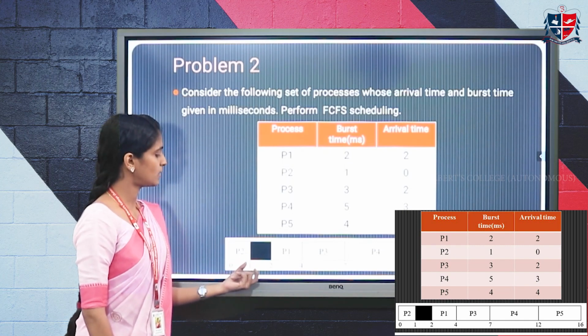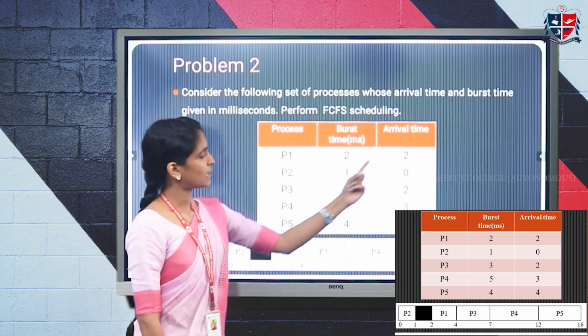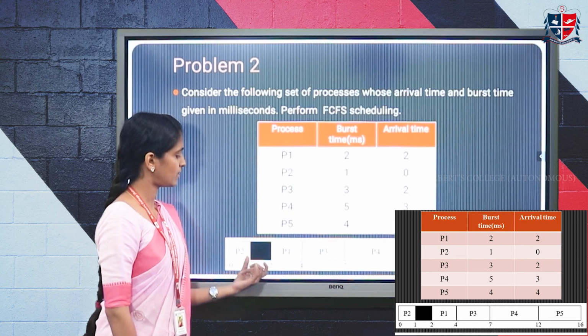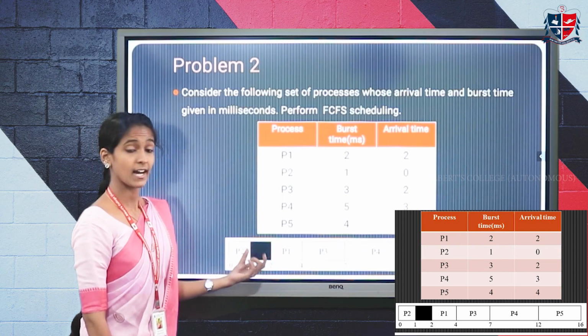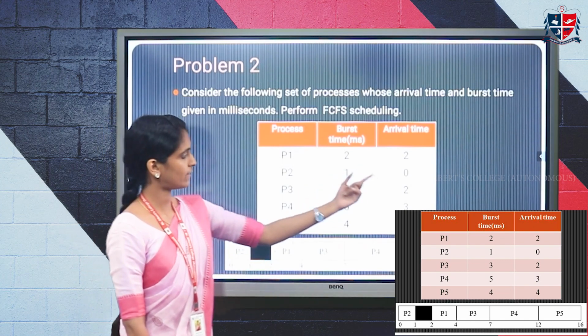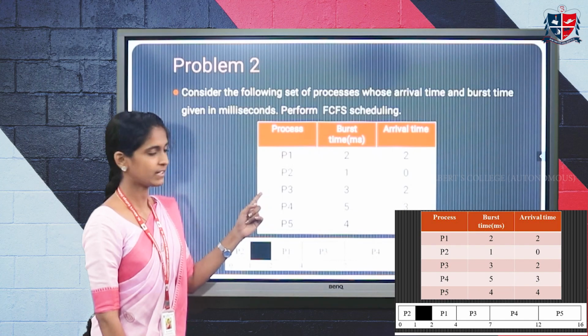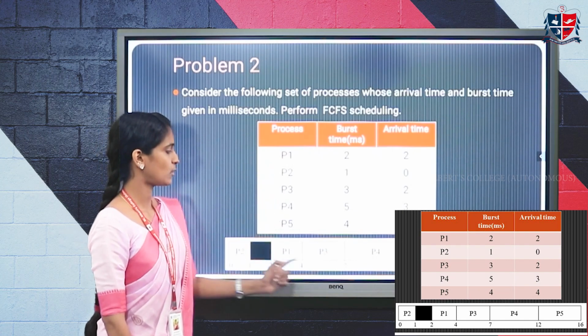Now check which processes have come at time interval 1. At this time interval no process has arrived, so the CPU will be in idle condition. Next, the arrival time is at 2. At time interval 2, P1 and P3 have arrived. You choose in that order itself, so P1 will be allocated first, then P3.